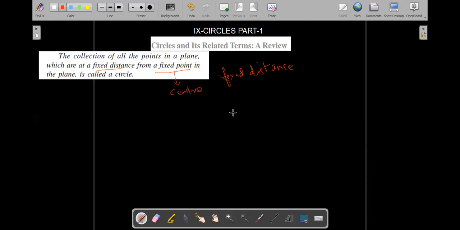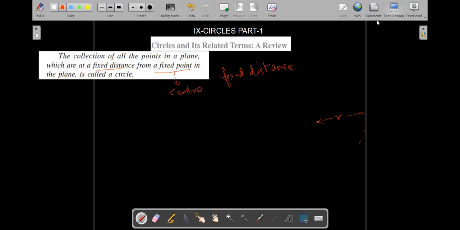So today we will see some terms related to circle. This is the definition of a circle. If there is a fixed point and if we are taking all the other points which are at a fixed distance, from here, this distance is r, then all the points which are at a distance r, they will all make a circle. So this is the definition of a circle.